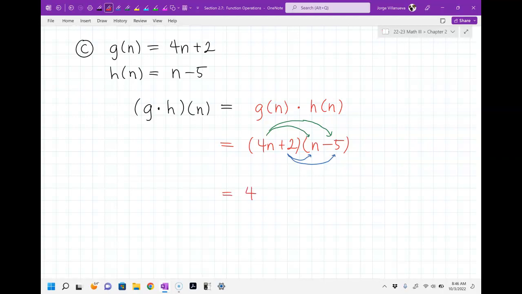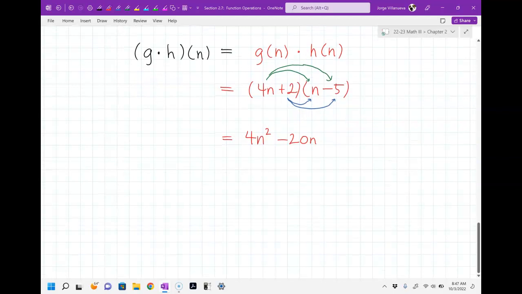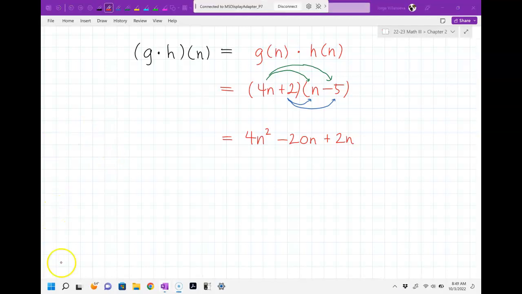4n times n is 4n squared. Now the other one, 4n times negative 5, is negative 20n. Now go with the blue lines. Positive 2 times n is a positive 2n. And then positive 2 times negative 5 is a negative 10. We did 2 times n, that's 2n, and 2 times negative 5, negative 10.